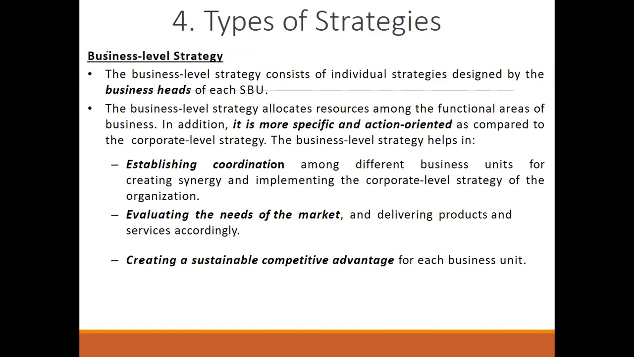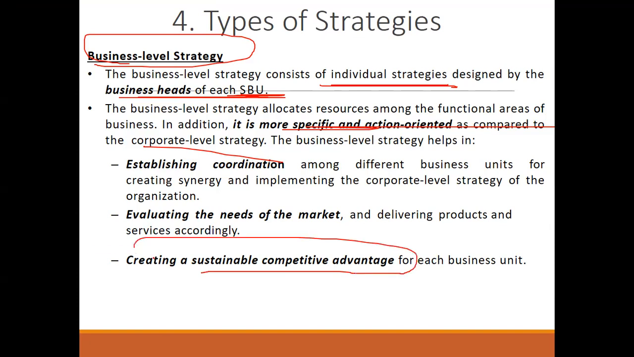Next, we have business level strategy. Business level strategy consists of individual strategies which are defined or designed by business heads, that is, strategic business units. Such strategies are more specific and action oriented compared to corporate level strategy. In corporate level strategy, futuristic points are taken into consideration, whereas you will see more action in business level strategy. They ensure that coordination is well established, that products are delivered well, and that they create a sustainable competitive advantage. These are the actions you can see in your business level strategy.